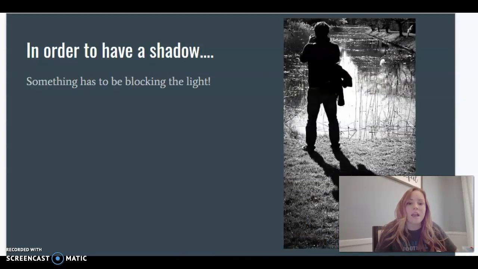And in order to have a shadow, you also have to have something that can be blocking the light. So in this picture, the sun is shining, he's standing, the light can't go through him, he blocks the light, so it creates a shadow behind him.